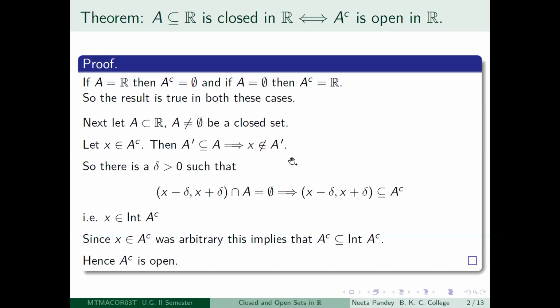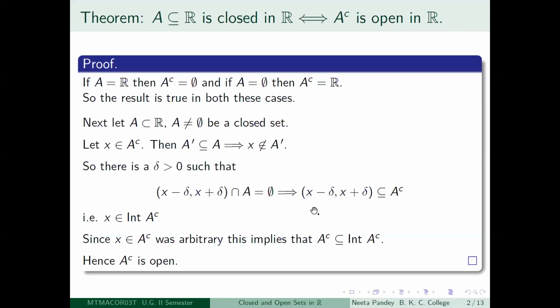So x is not a limit point of A means that there is at least one delta neighborhood of x which will not intersect A. In your definition, you had A minus x, but since x is not in A, A minus singleton x is the same as A. So therefore, since x is not a limit point of A, you get at least one delta neighborhood of x whose intersection with A is empty.